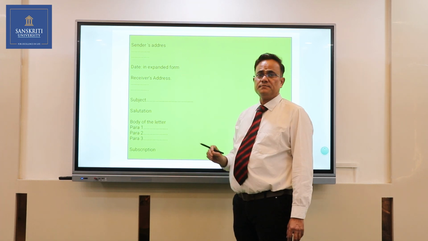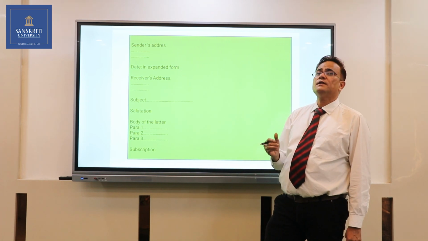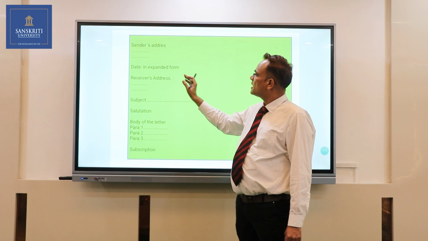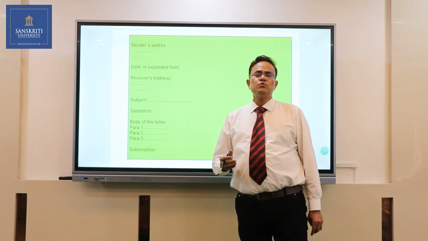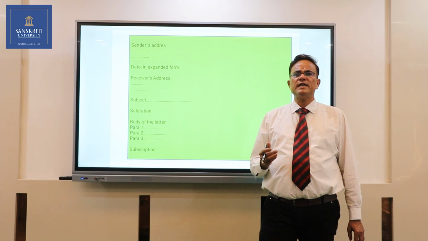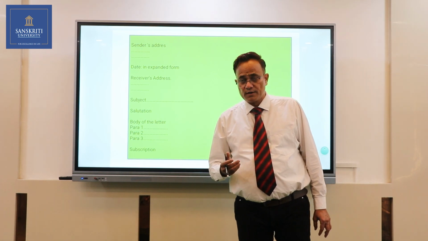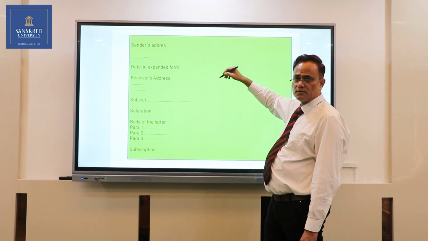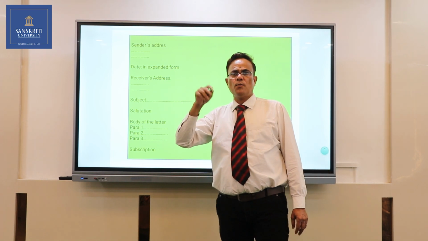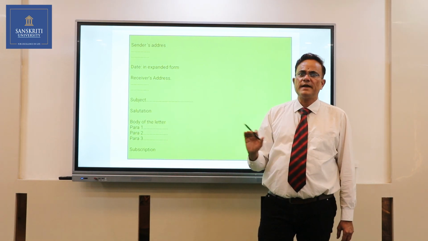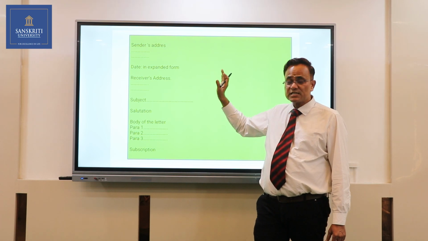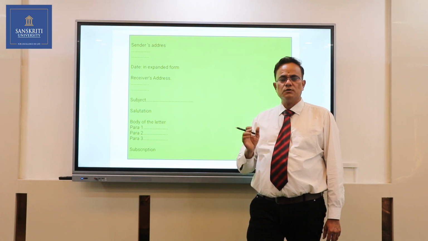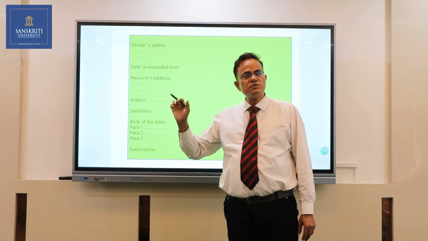Just leave a line. After writing the sender's address, you must leave a line, and then the date. Suppose today is the 21st of October 2023. I will not write it like 21 oblique 10 oblique 2023. No, I will not write in such a manner. The date will come in an expanded form, meaning 21st October, OCTOBER, and 2023.